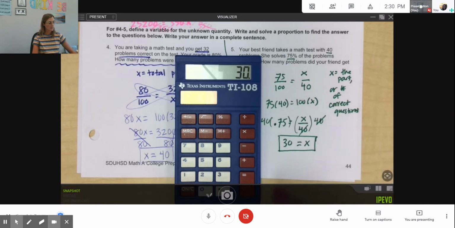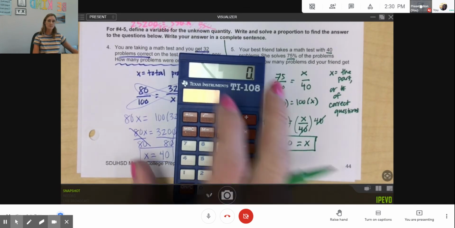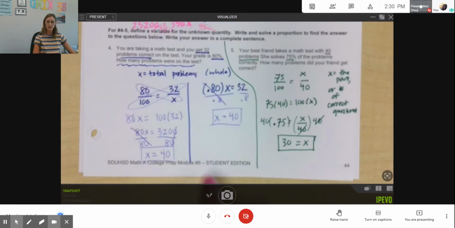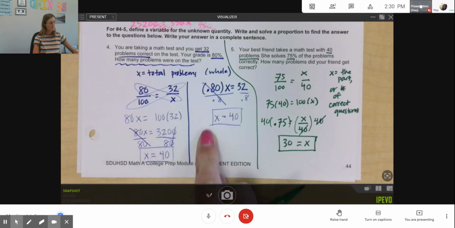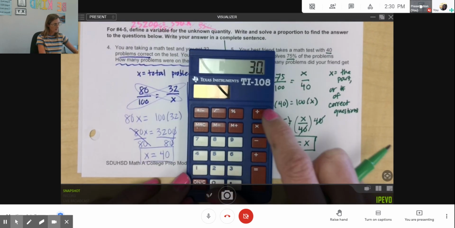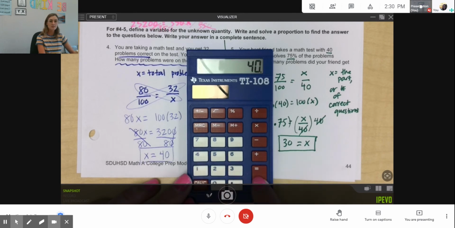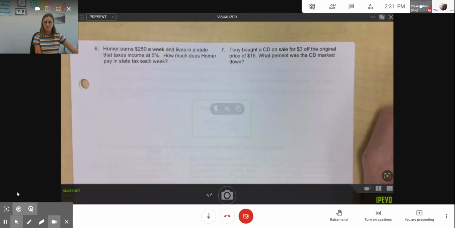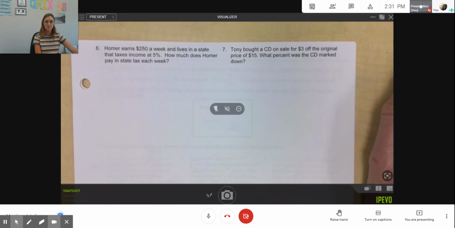And I have to think about this, does that work out? If you got 80% and you got 32 questions right, and she got 30 questions right and she got 75%, we can double check. 30 divided by 40 questions is equal to 0.75 or 75%. So moving on to the next page here.